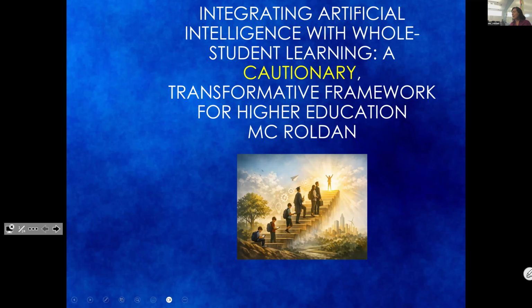It's more of a cautionary tale, because there are people who are really against AI and some people who are really for AI, and I think there's a middle road where you find a use in it, but within boundaries. It's not a free for all. Let's just use AI. That's why I came up with this presentation. So again, we're looking at integrating artificial intelligence with whole student learning, and it hopefully opens up some doors and some questions for people who have questions about using AI.